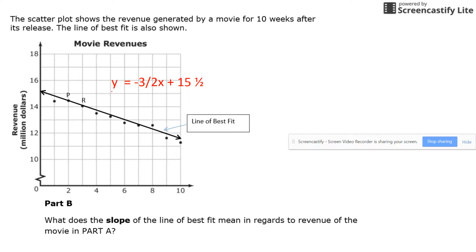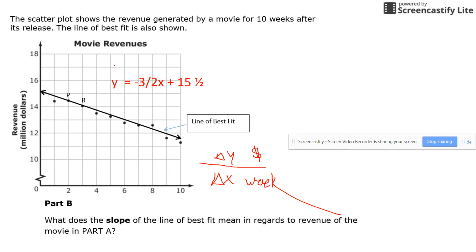Okay, so I have my line of best fit. Makes sense. Negative slope, 15.5. What does the slope of the line of best fit mean in regards to the revenue of the movie? So when they ask you a question like that, there's other ones that ask this. Slope is change in Y over change in X. Okay, and in this case, Y is revenue or money, and X is weeks. So when it asks you the slope as far as revenue, what does that mean?